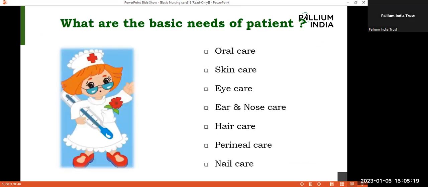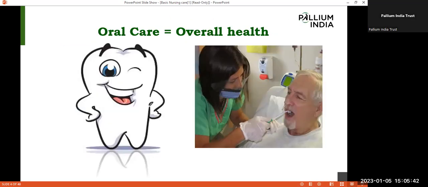What are all the basic needs of the patient? These are all the care we need to give if we handle a bedridden patient, or that they need to get. Oral care, skin care, eye care, ear and nose care, hair care, perineal care, nail care. For all this care, we are going to discuss more.